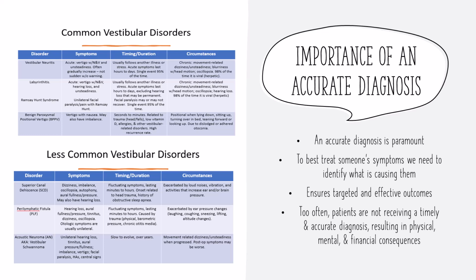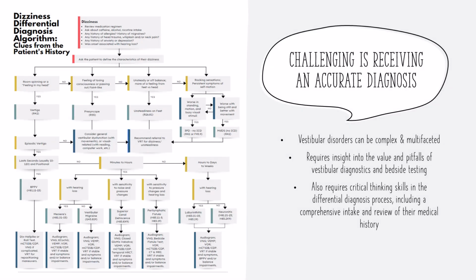Unfortunately, far too many patients do not have an accurate diagnosis. This delays their recovery and can result in secondary physical, mental, and financial consequences. We also need to recognize the challenges patients face in receiving an accurate diagnosis. Vestibular disorders are often complex and multifaceted, often requiring a combination of diagnostic tools and clinical insights. It also entails clinical reasoning skills for accurate differential diagnosis, and that requires a comprehensive intake and review of past medical history and other confounding factors. And this requires spending adequate time with patients for the interview process.